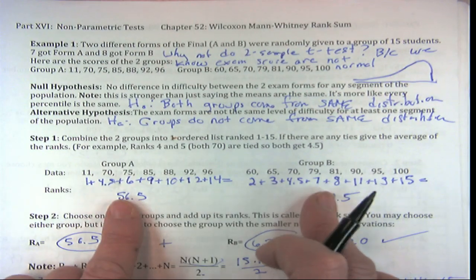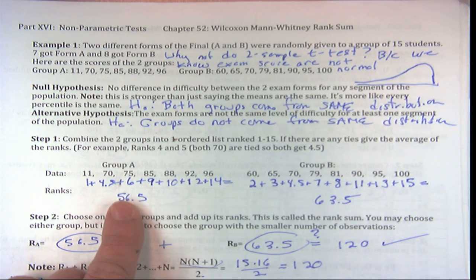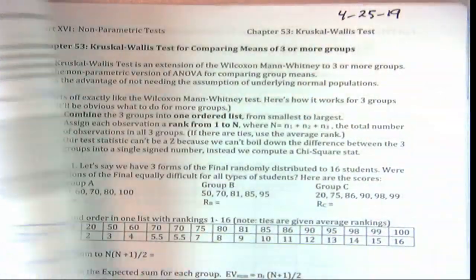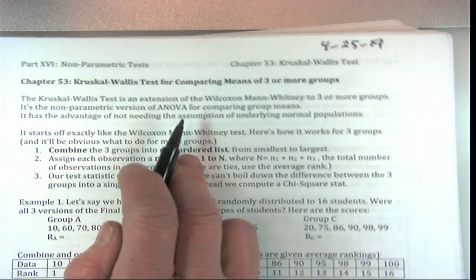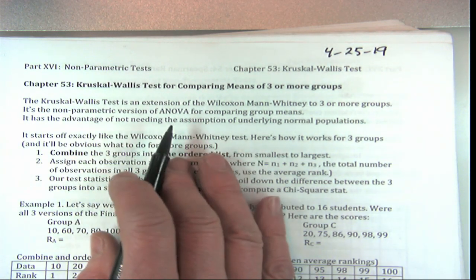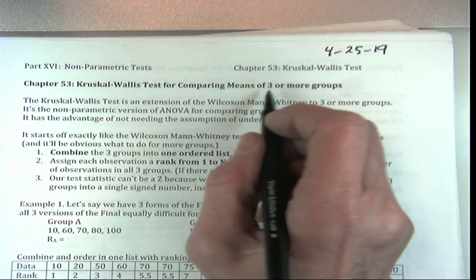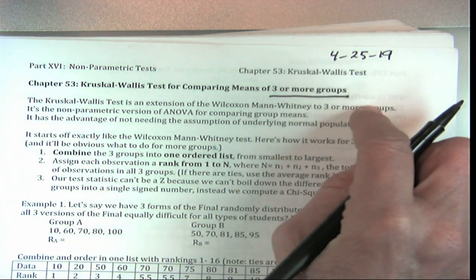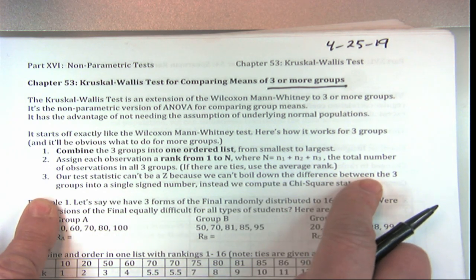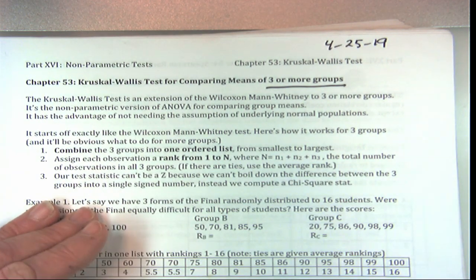Now we're just going to do an extension of this to three groups, which is what happens on the final. These midterms have two versions. Our finals have three or more. So here's an example. Now we have the same situation, okay? You can think of this as the non-parametric equivalent of ANOVA, where you have three or more groups, so you can't do a Z or T test, right? It can't be a Z or T because you can't boil down the difference to a single signed number. We'll see that as we work through the statistic.